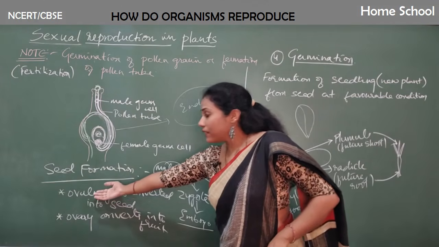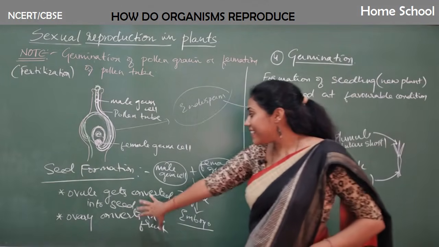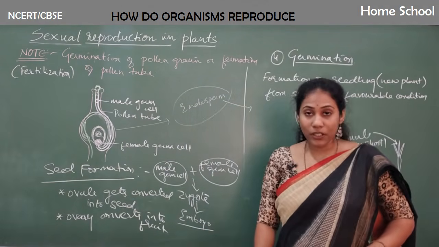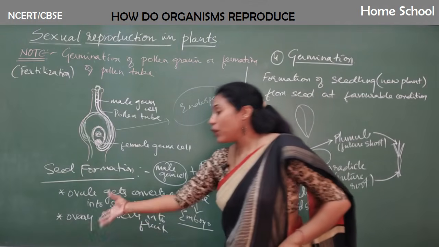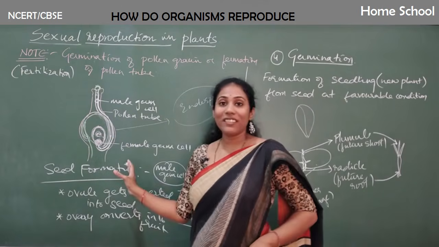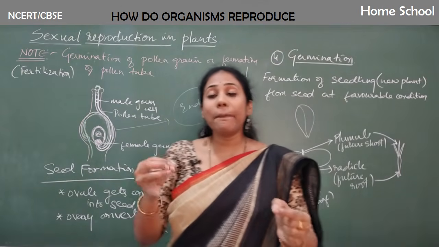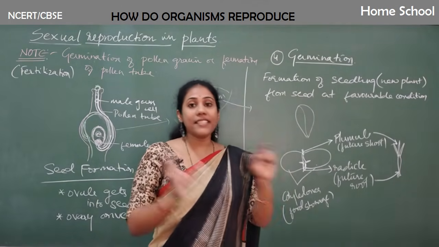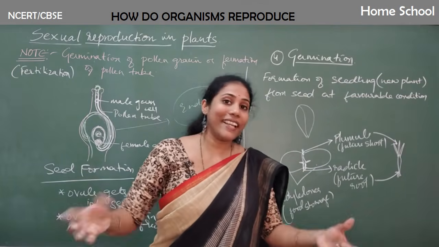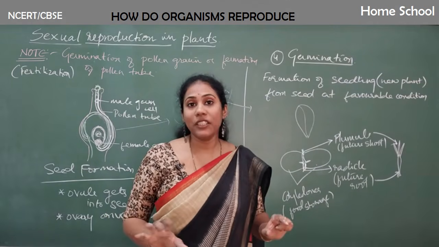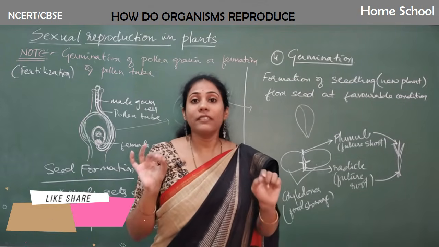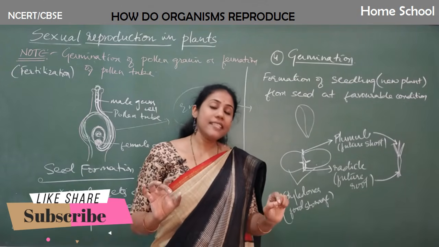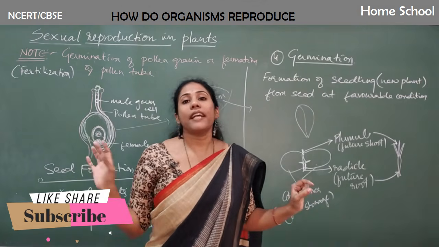The seed is formed from the ovule. Inside a seed, you actually have the embryo. And the fruit part is formed from what, guys? Ovary. And what happens to the petals, sepals and all? Once the seed has formed, they will get dried and fall off on the ground. So these are the points that you have to remember carefully. So with this, I complete sexual reproduction in plants.